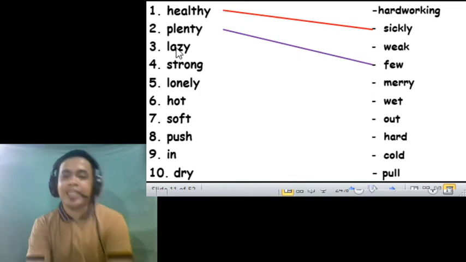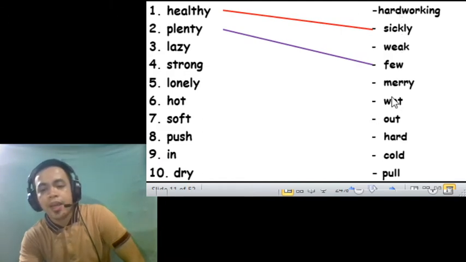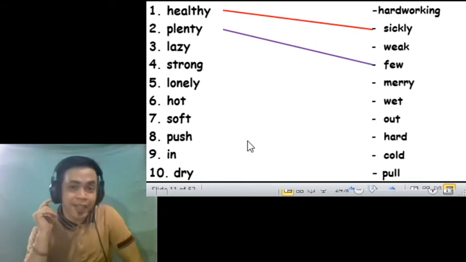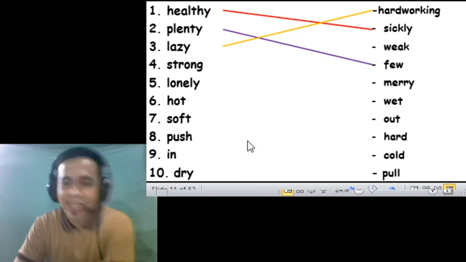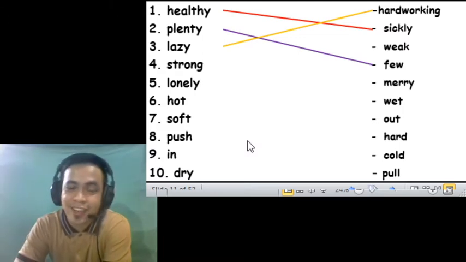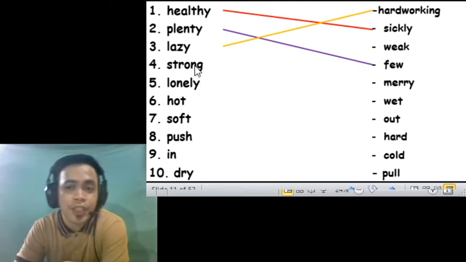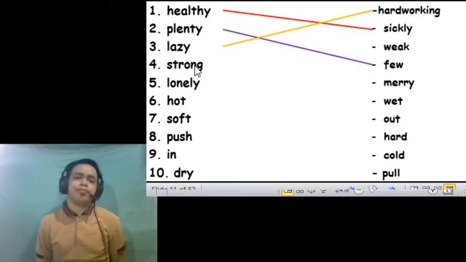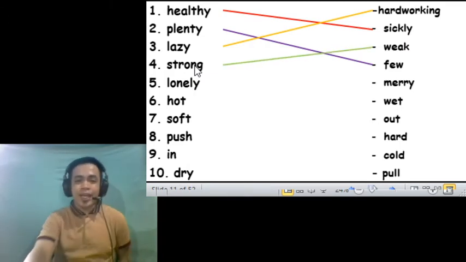Okay, number 3. Number 3 is lazy. Now, what is the opposite of lazy? Is it hardworking, weak, merry, wet, out, hard, cold, or pool? Hmm. Lazy is tamad. Okay. So what's the opposite? It is hardworking. Okay. Hardworking people are not lazy. Okay. It's totally opposite. Number 4. Strong. What is the opposite of strong? The answer is weak. Okay. Mahina. Weak. Okay.